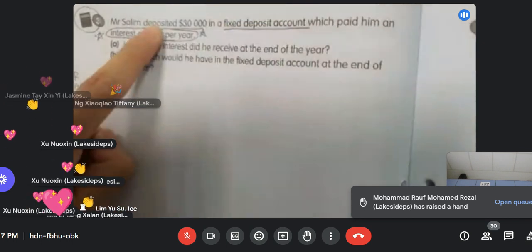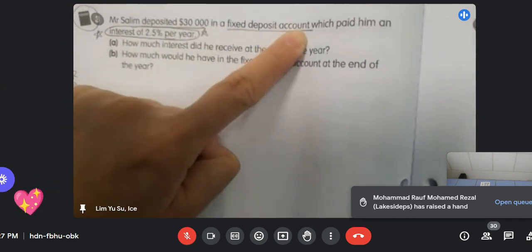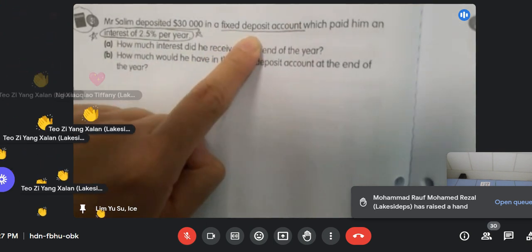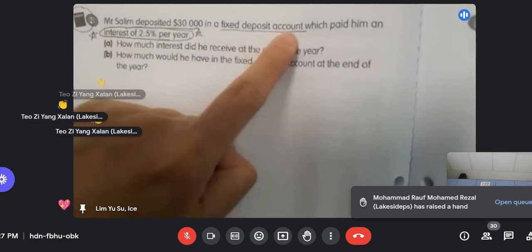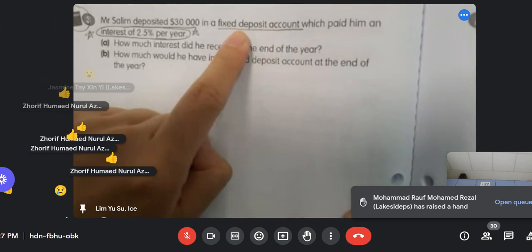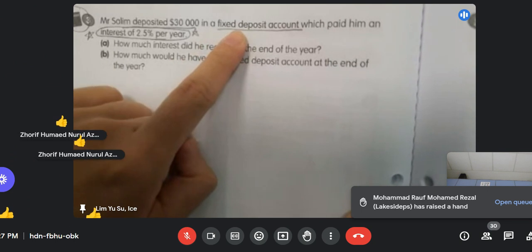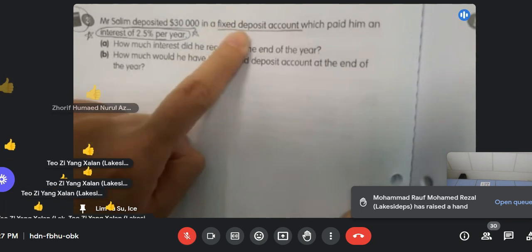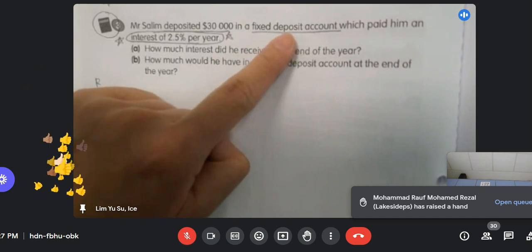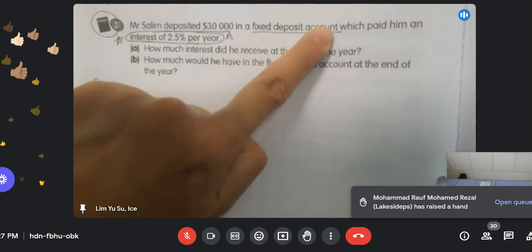So deposit is putting this $30,000 into a bank account. Fixed deposit means that you put this amount into the bank and you're not supposed to touch it. So you fix it at this amount. In future, when you grow up, or even now, you can ask your parents what the meaning of a fixed deposit account is. They probably will be able to answer you quite a bit. Basically, it means you put this money in the bank and you don't touch it.